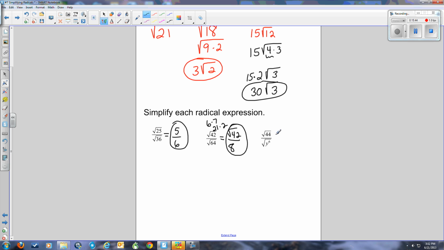Next, square root of 44 over the square root of y to the 6. Well, we can take the square root of y to the 6. Remember, just divide the exponent by 2, so we get y to the 3rd with no remainder. Square root of 44, we can break that down. 44 breaks down into 4 times 11. And we can take the square root of 4, which is just 2, and we leave the 11 under the radical sign. So we have 2 square roots of 11 over y to the 3rd.